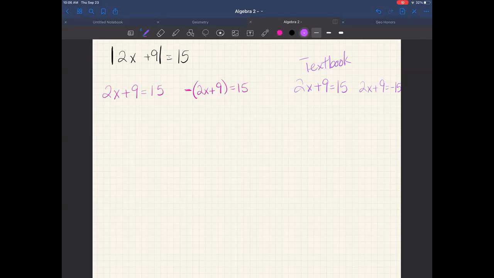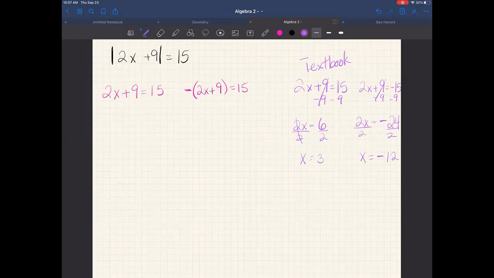So I'm going to do the textbook version first because I think it's a little bit faster to go through, because all I have to do to both of them is just subtract 9 from both sides. So that gives me 2x equals, what's 15 minus 9? 6. And then I have 2x equals, now this is negative 15 minus 9. So that's the same as saying 15 plus 9, but I keep my negative sign. What's 15 plus 9? 24. Now I divide both sides by 2. Same thing on the other equation. And that gives me x is equal to 3 and x is equal to negative 12.